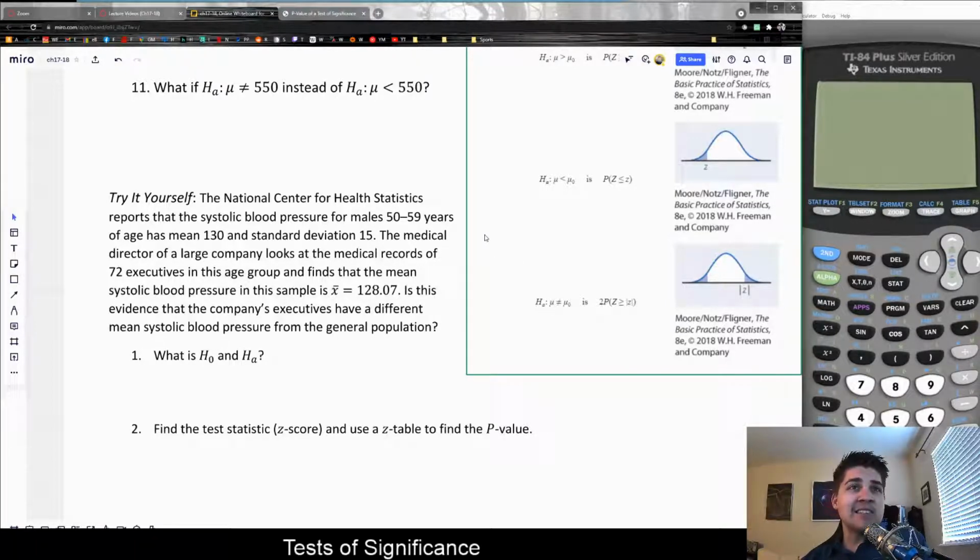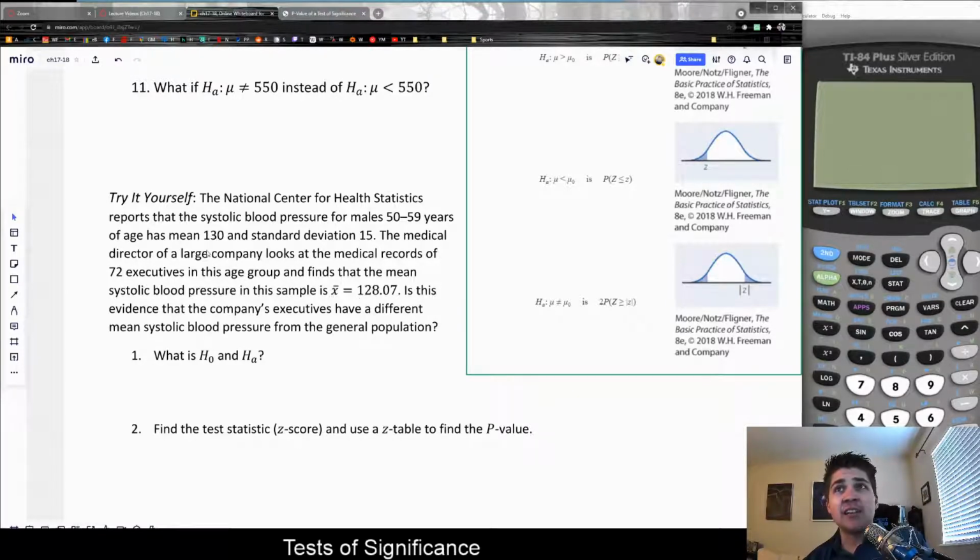This is always the key thing with a significance test: we have a claim and we have an actual result from our data. Our goal is to determine whether there is a significant difference between the claim and the actual. Here, the claim, which is a report from the National Health Center, is that the average is 130. And in the sample from executives, we get an average of around 128. So the question is, is this a significant difference or not?